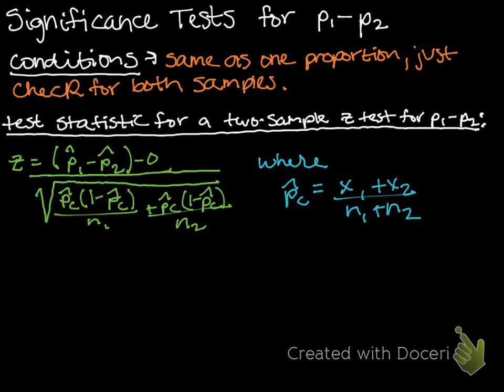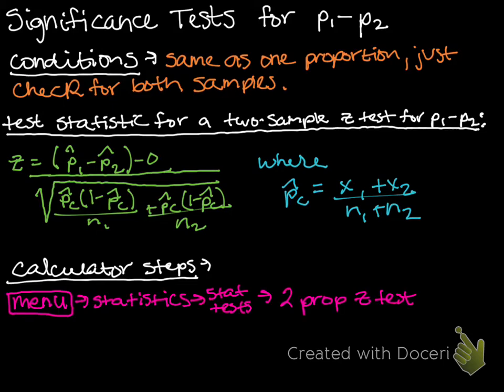Now again, that's just a nasty little formula. I don't really want to have to memorize it. I don't really want to have to substitute numbers into it and type it in my calculator. I'd rather just use the calculator to get it all done. So the calculator steps: menu, statistics, stat test, 2-prop z-test.